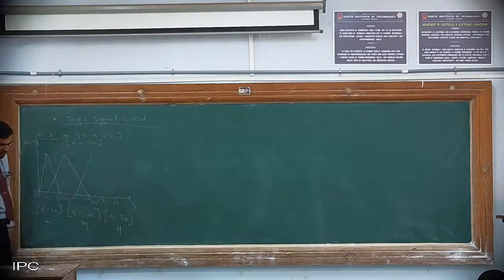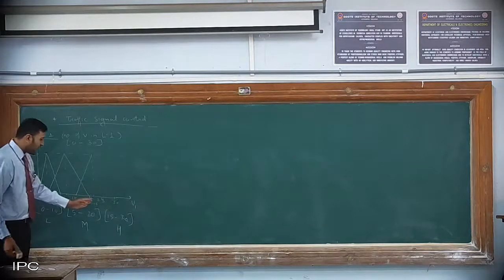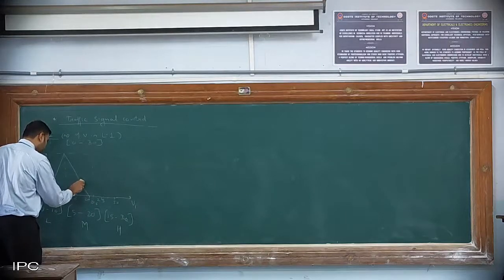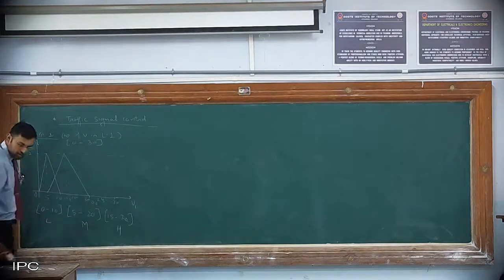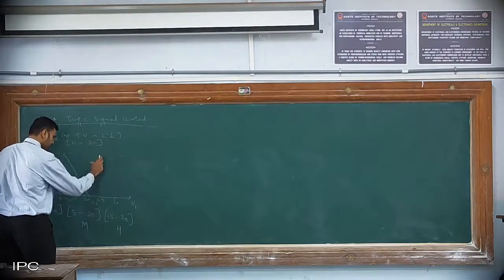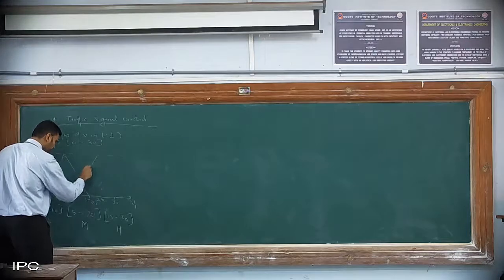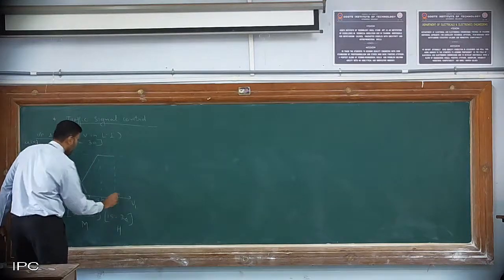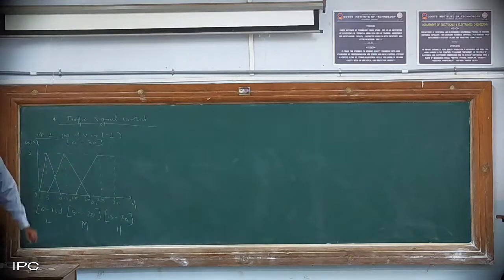But is it required to be a triangular function for the last one? Instead of taking it till 22.5, what we will do is drag it to 25, and after that it will be straight. Got it? Why have we taken it like this?